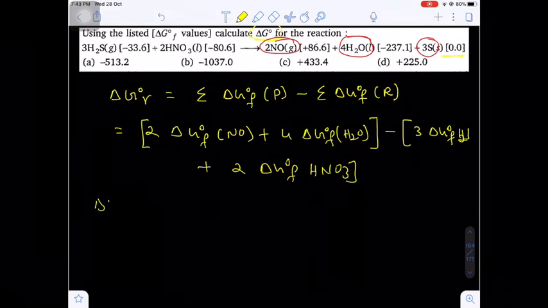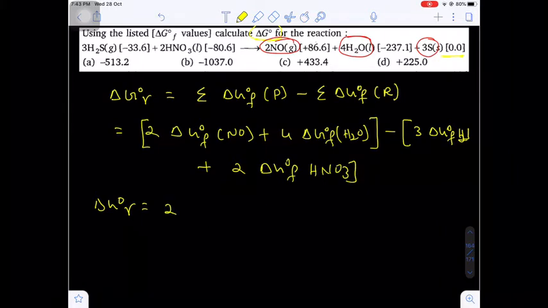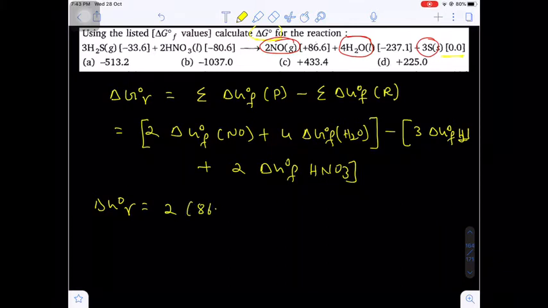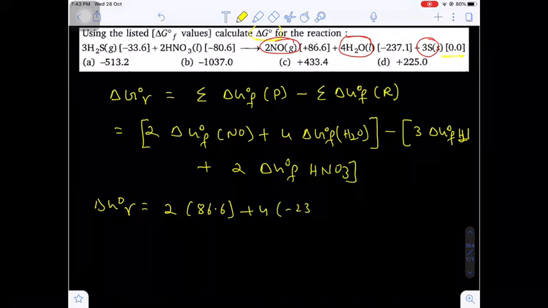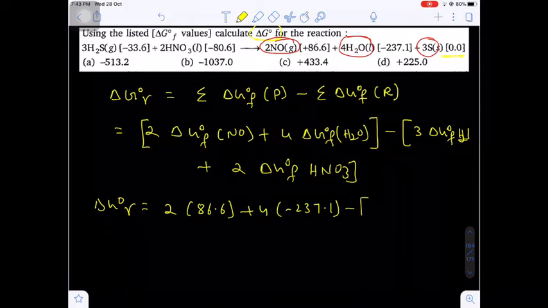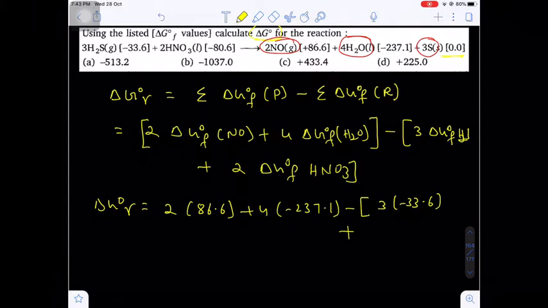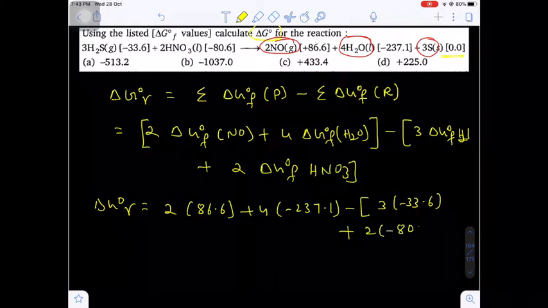Now the total change in standard Gibbs energy for the reaction will be equal to 2 into, what is the NO delta G0 F value given? 86.6, plus 4 times H2O, which is given as minus 237.1, minus of, what is the H2S value given? That will be minus 33.6. So 3 into minus 33.6 plus, what is the value of HNO3 given? Minus 80.6. So 2 times minus 80.6.